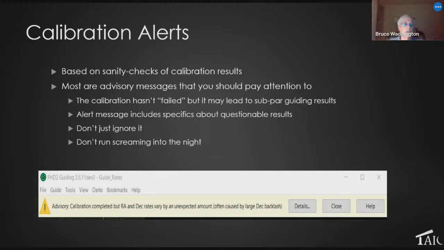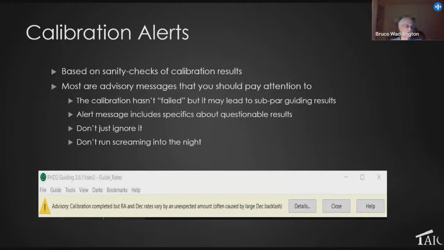So we introduced this notion of sanity checks, which I'm sure bother people. They may be driving you crazy, because this is where you start to get the bad news that things are not all going as you'd expect. But the advisory messages generally are not that the calibration has failed, but that it's subpar, it's suboptimal, and you should probably take a look at it and make some decisions about whether you want to use the calibration or do it over, or need to do some operational things that I'll tell you about to improve it.